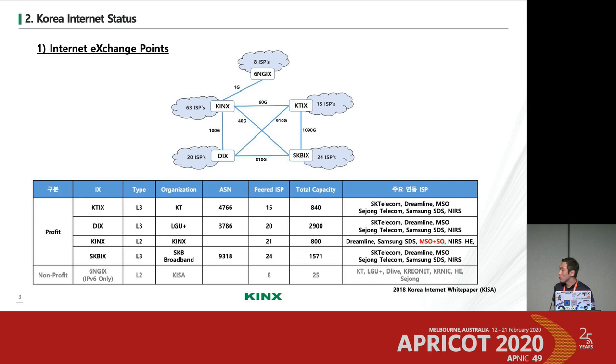There used to be only one layer 2 IX, which, as you know, was KINX. But now there is one more IX that just came out, run by Sejong Telecom. Just for your information, through the KINX IX, about 14% of eyeballs through MSOs can be found, so we have MSOs and SOs in our fabric.